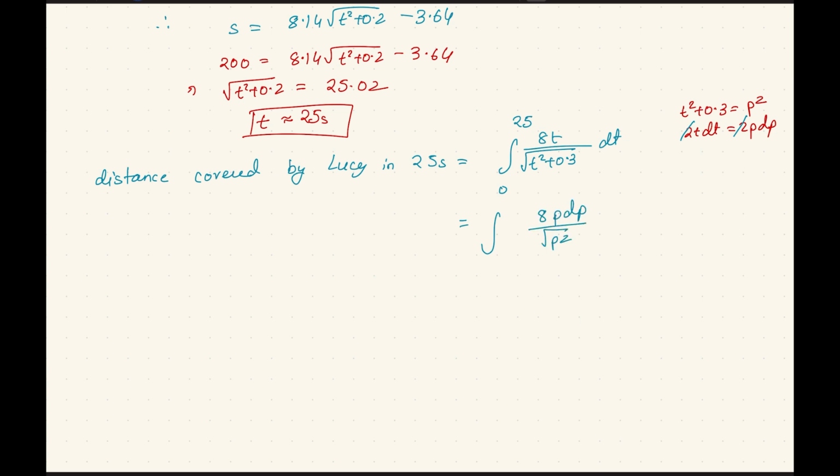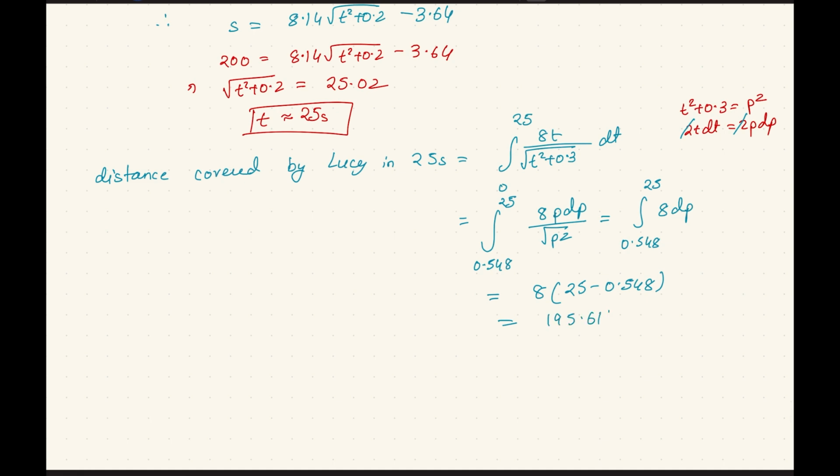Now we have to change the limits. When t is equal to 0, the lower p squared would be 0.3, so root of 0.3 would be 0.548. And when t is 25, 25 squared plus 0.3 would be p squared. From here, p would again approximately be 25. So 0.548 to 25, this will be 8p over p, so 8 dp. 8 times 25 minus 0.548. When I simplify this, I should get 195.616.